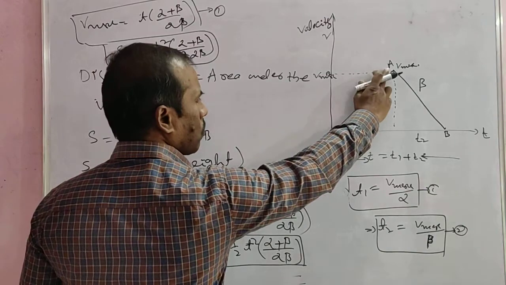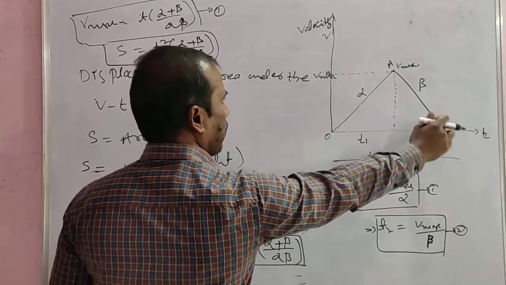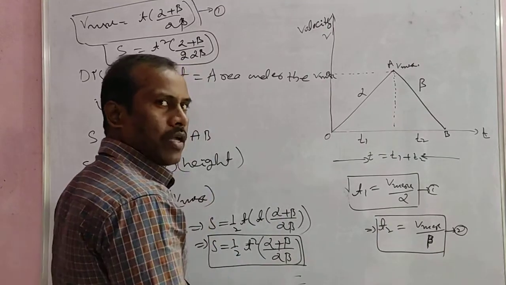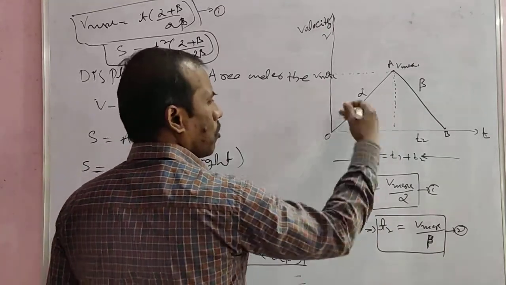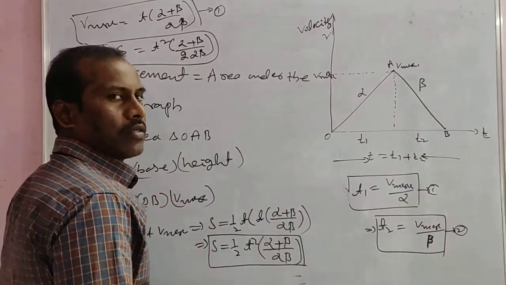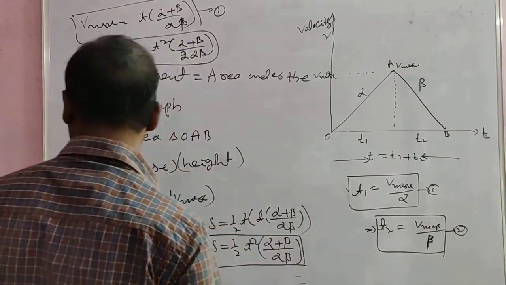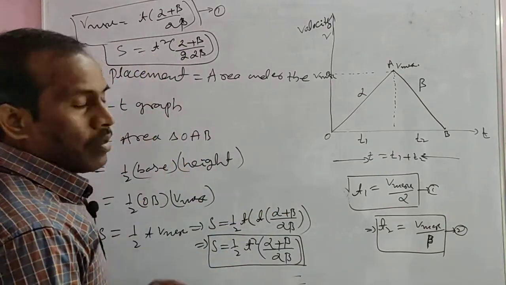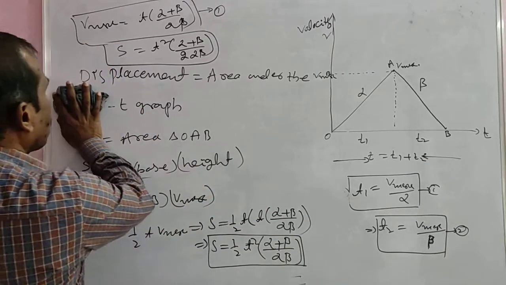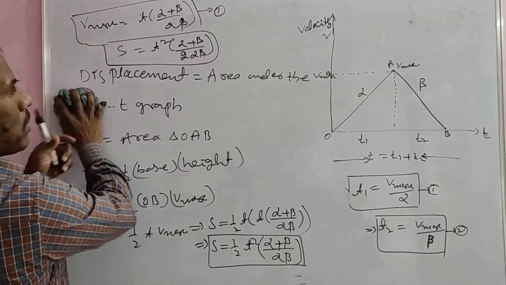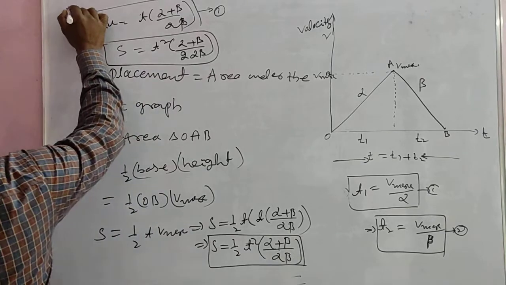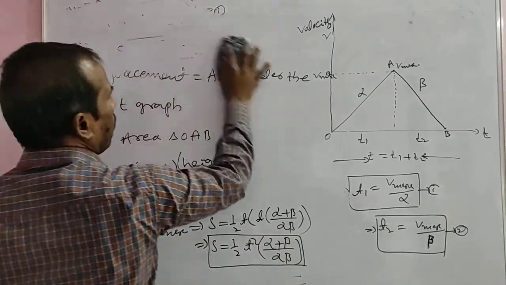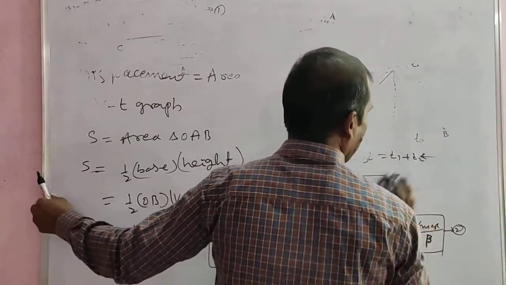OA is a positive slope, here AB is a negative slope. AB negative slope gives deceleration, OA positive slope gives constant acceleration. Okay, next, in the same process. Now the second method; this is method 1. Let's see how the second method works, we will try. Next one, second method.